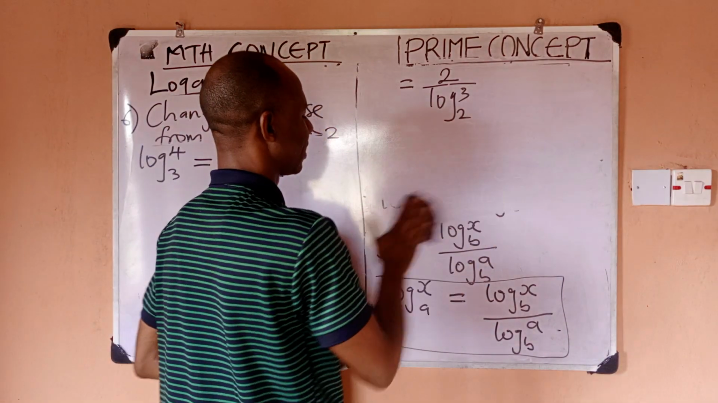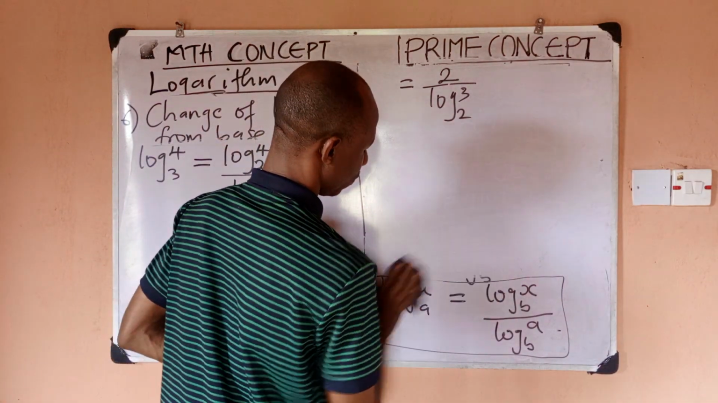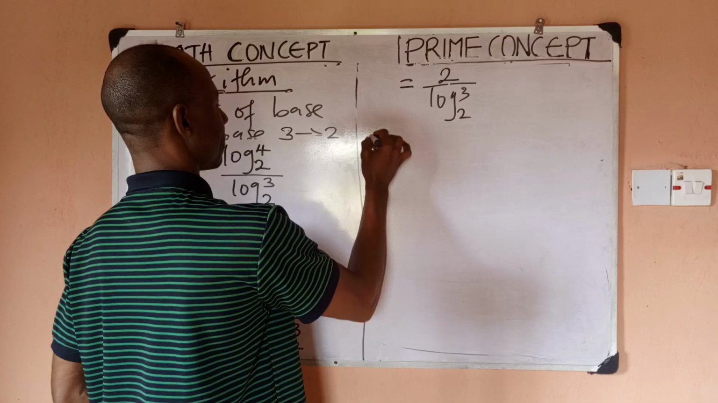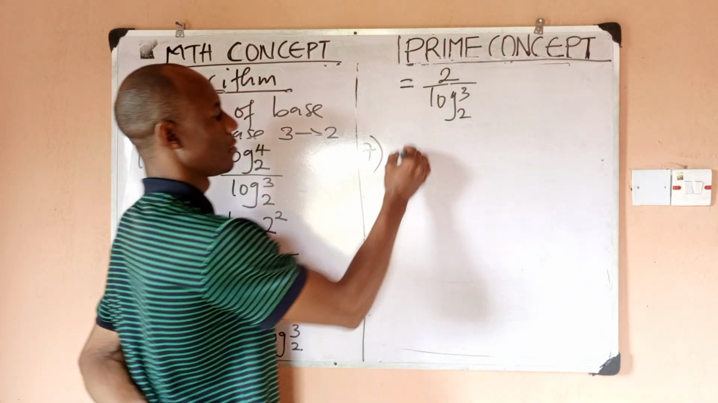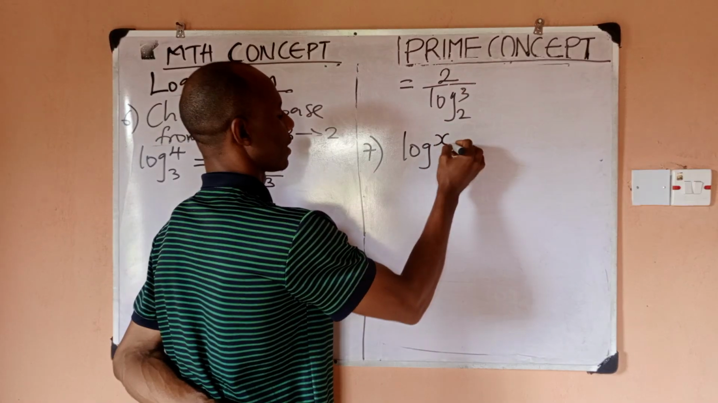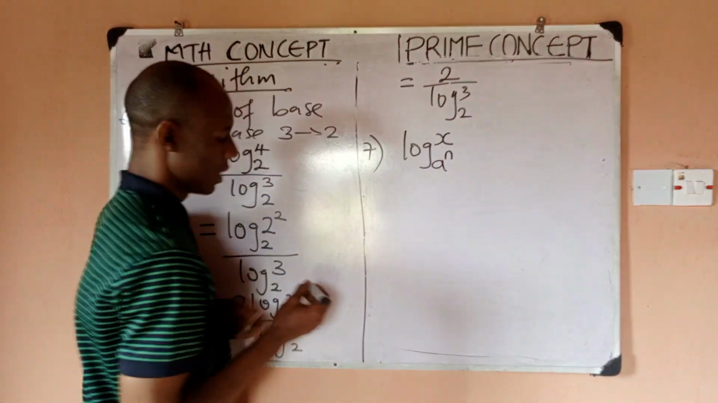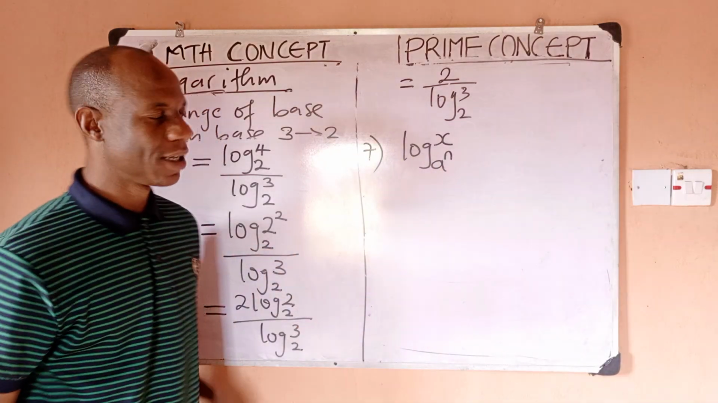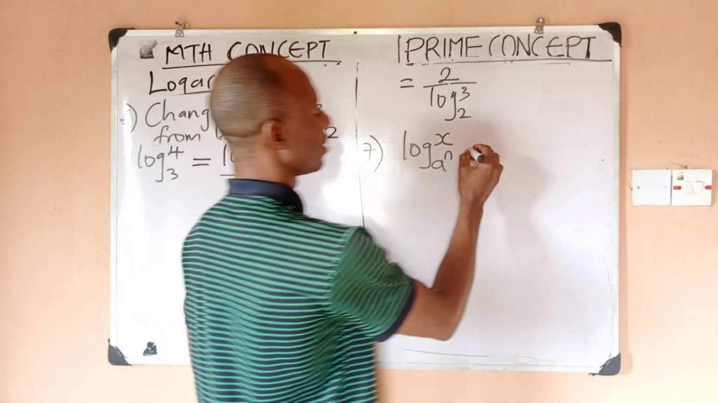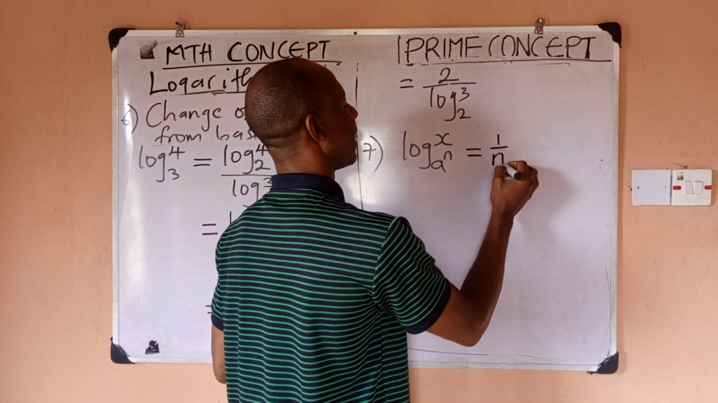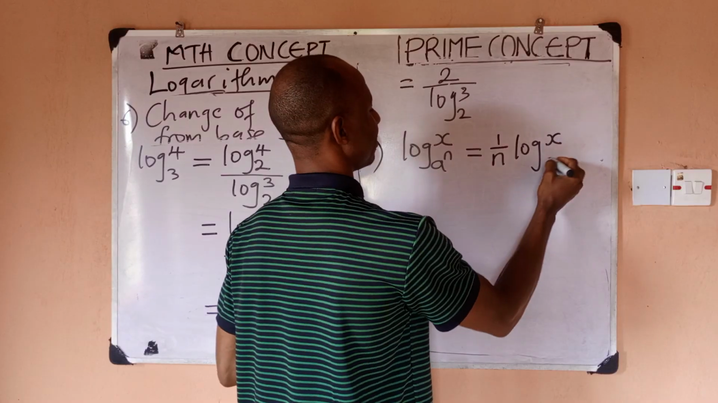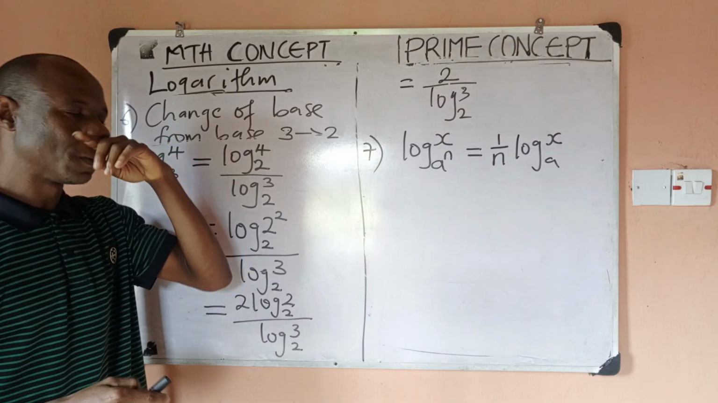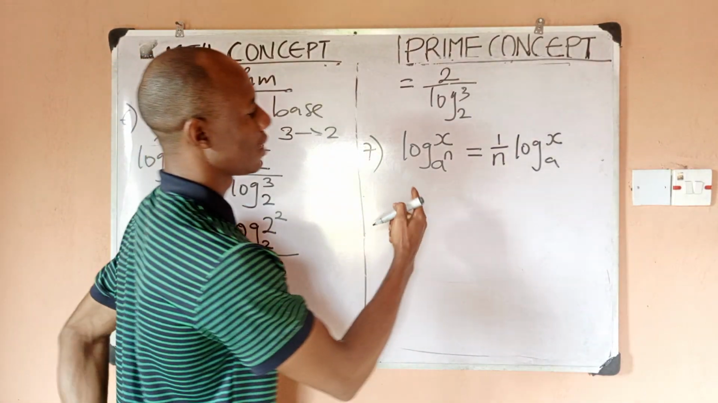And let's look at rule number 7. Say I have log x base A raised to power n. You notice that this time around, my power is with the base. So if I have this, very quickly, this would now become 1 over n log x base A. This is what I would have here, which we can also prove. It's still very simple.